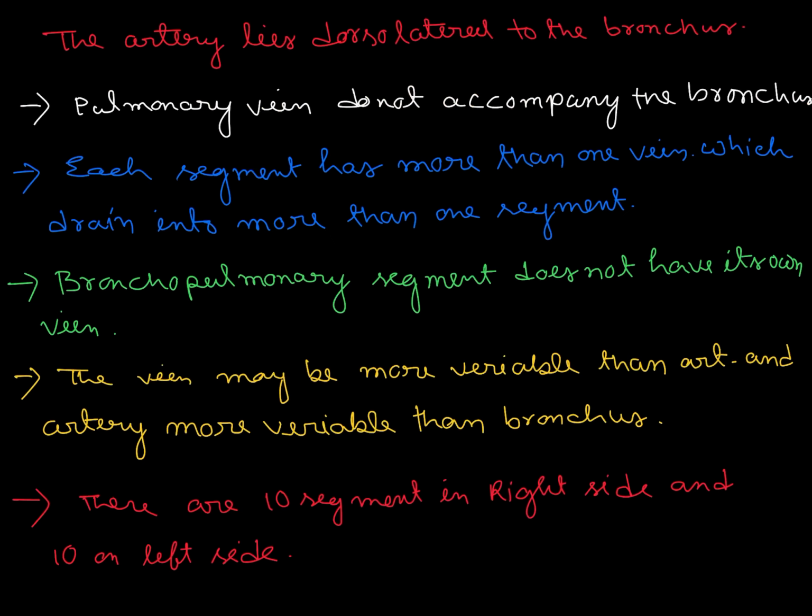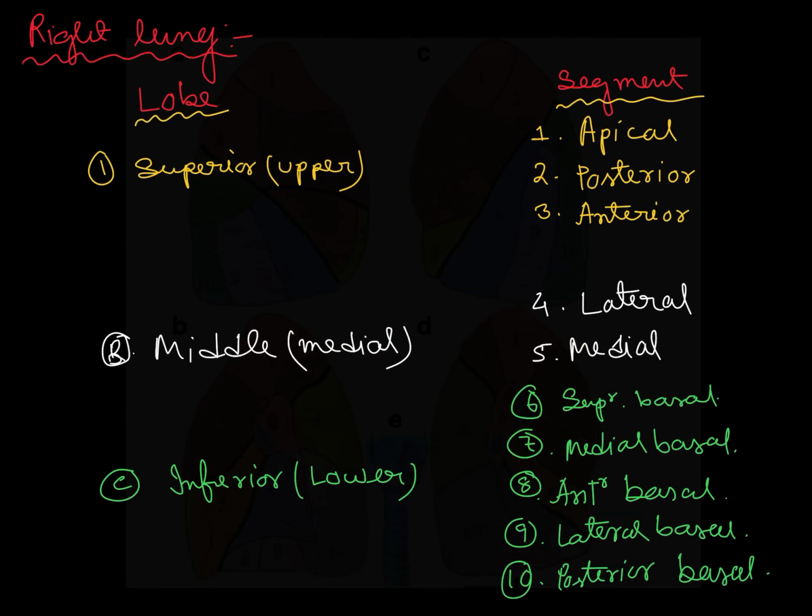And there are 10 segments in the right lung and 10 segments in the left lung. So in the right lung, there are 3 lobes: superior lobe, middle lobe and inferior lobe. In the superior lobe, there are 3 segments. At first, apical. You can see the diagram where number 1 is marked. This is the apex, meaning it is at the very top. So this is apical. Then 2 is posterior. You can see that in the diagram, and 3 is anterior.